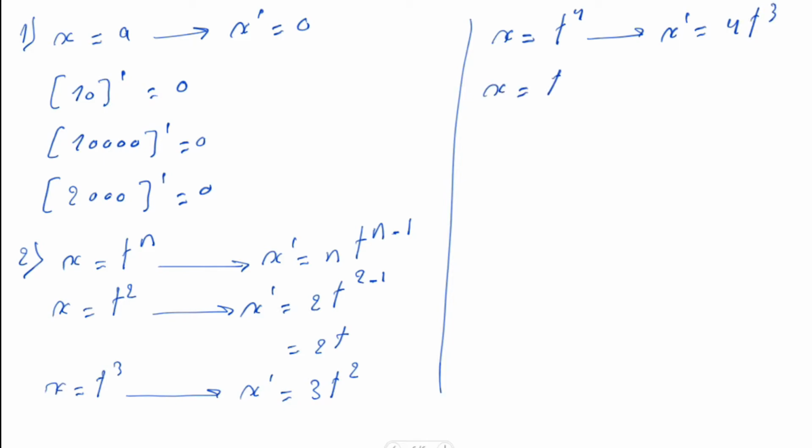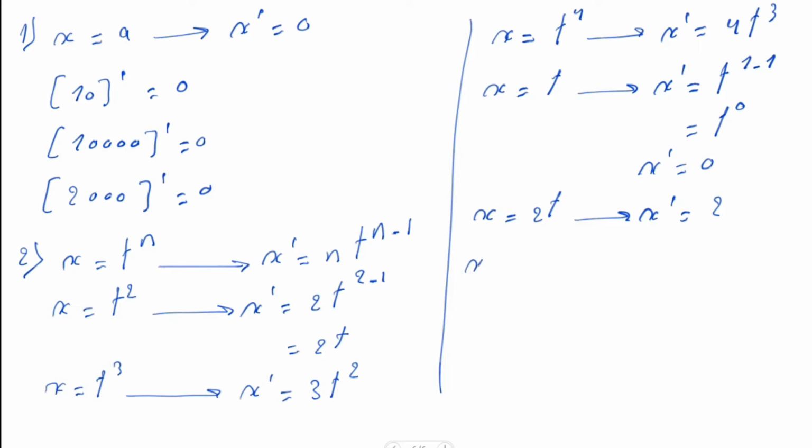x equals t, then the derivative x prime is 1. Or t power 1 minus 1, t power 0, then x prime is 1. The derivative: x equals 2t, x prime equals 2. x equals 10t, x prime equals 10. x equals 1000t, then x prime is equal to 1000.